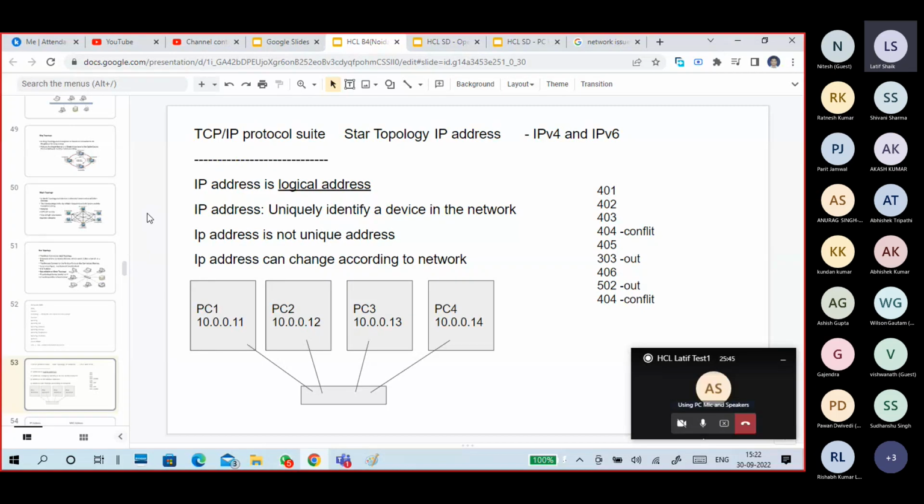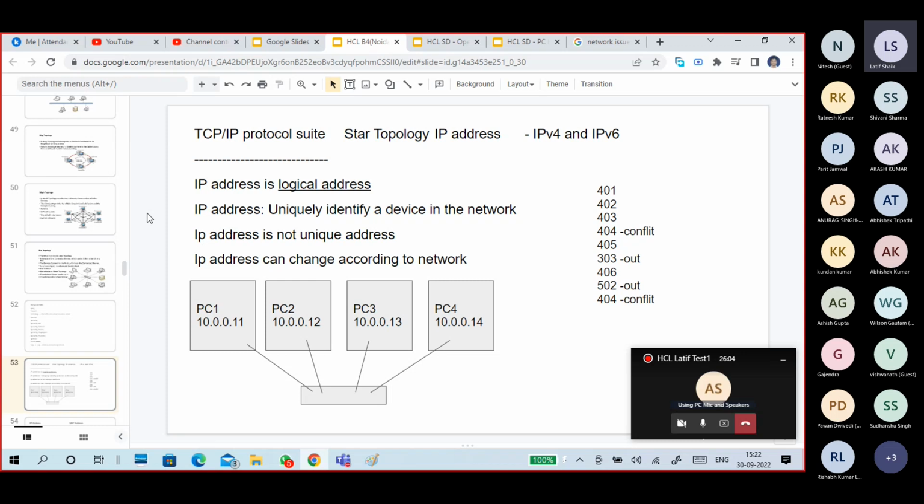Okay, but still we are all using TCP/IP protocols. Remember, what we are using is important, not what is there. What we are using, that is important. So we are using TCP/IP protocols.